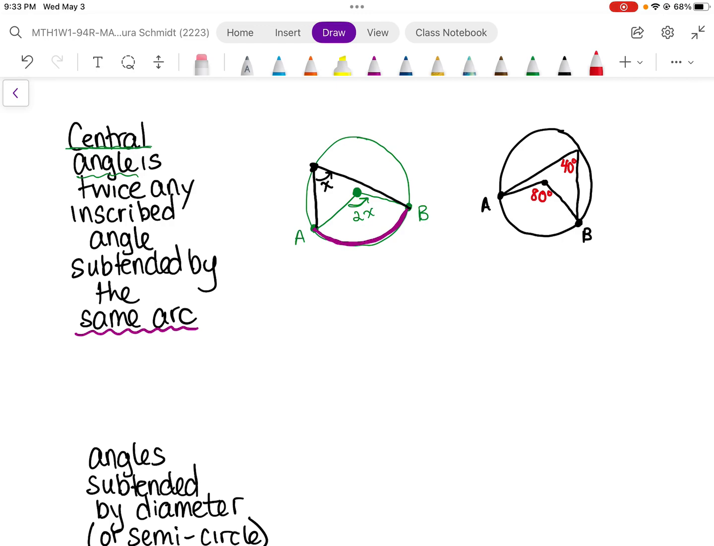Okay, so that's that theorem. And this is the arc. That's the same.